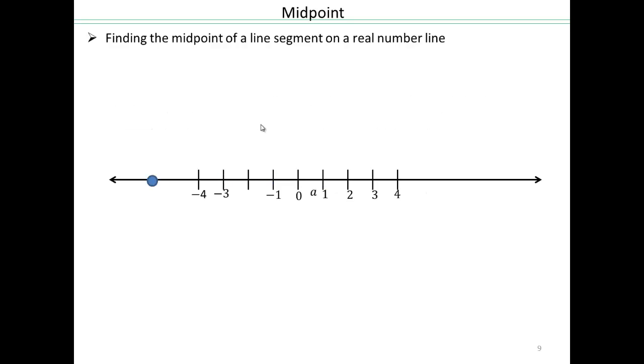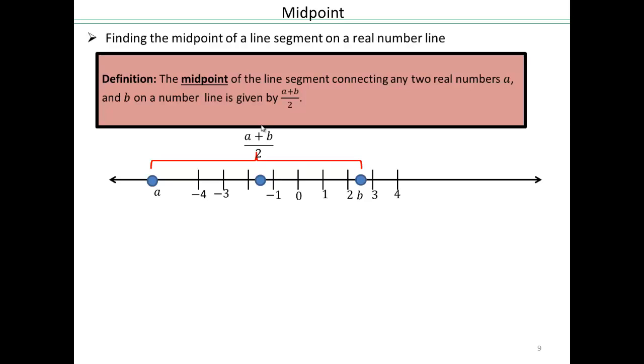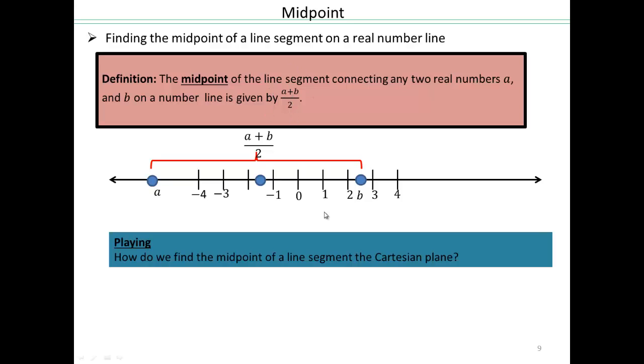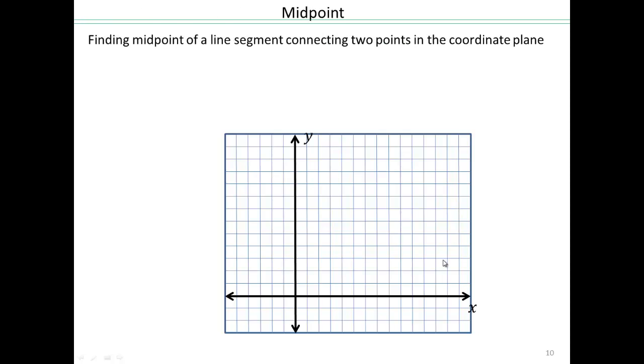All right, so what if I give you a point A here and a point B there? What do you think will be the average? Well, or midpoint, it will be right there. You take the 2, add them together, half of that. So the midpoint formula for 2 real numbers A and B on a number line is given by A plus B over 2. So of course now we want to know how we can find the midpoint of a line segment in the Cartesian plane.